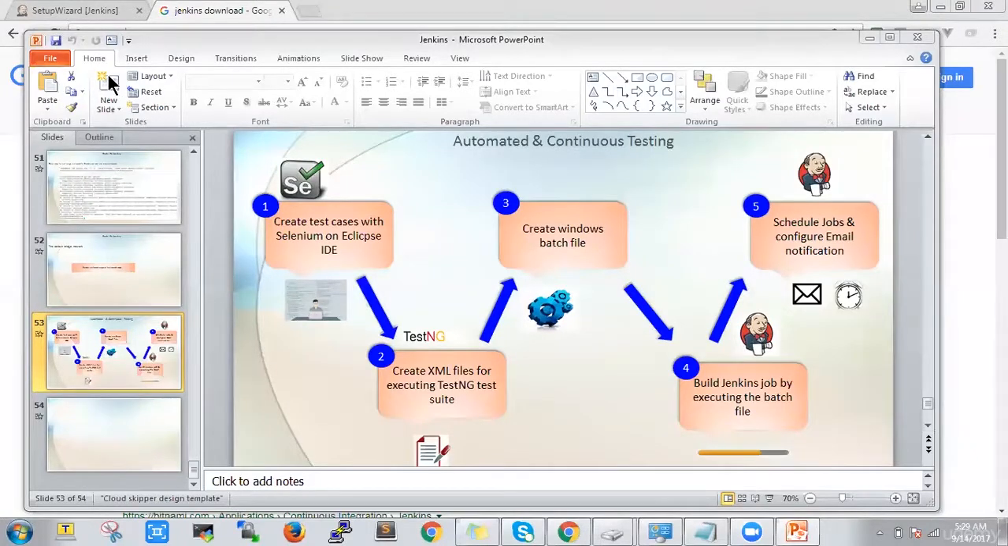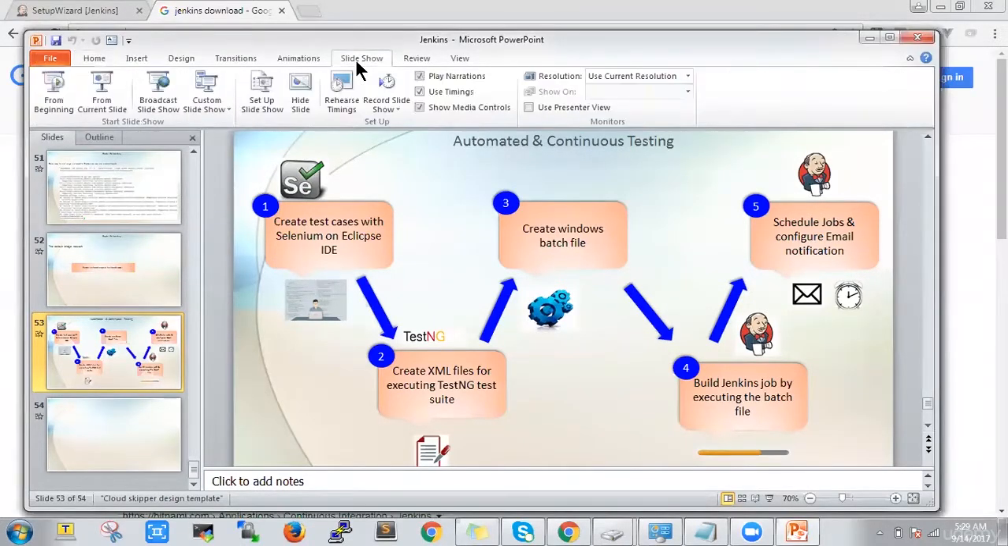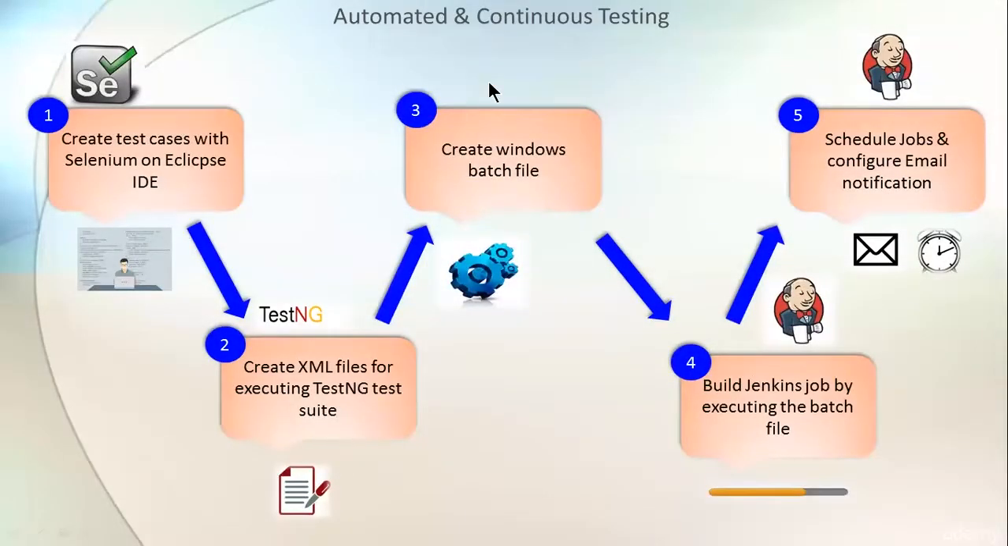Hello everyone. In this video, we are going to see the different software required to perform automated and continuous testing. To do that, we'll follow this slide. As we discussed, we have a 5-step process to perform automated and continuous testing. First we'll see how we can install Jenkins on a Windows system.